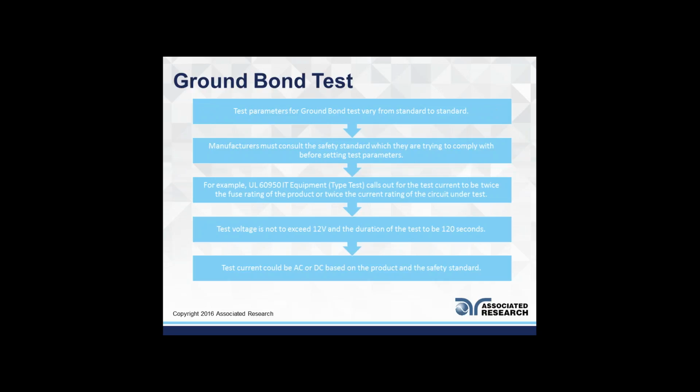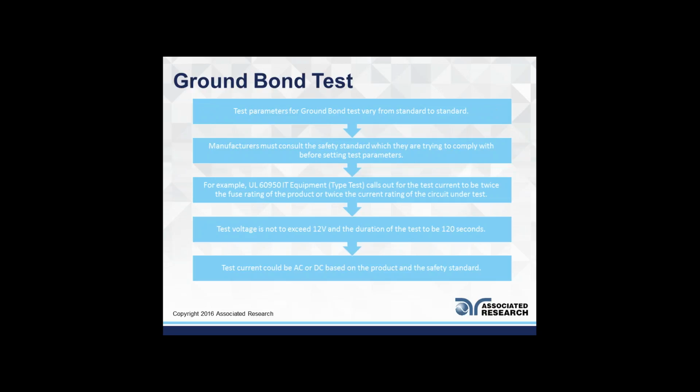Some of the other items to go over here would be how do we get to the parameters that are part of the ground bond test. When you look at your standards, the standards usually list out the current that needs to be applied to your ground pin and the resistance that needs to be measured. For example, a standard UL 60950 for IT equipment, doing type testing, calls out for the test current to be twice the fuse rating.